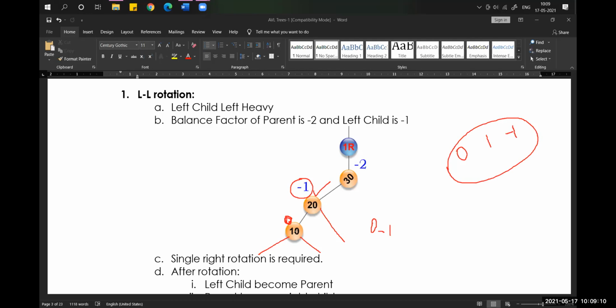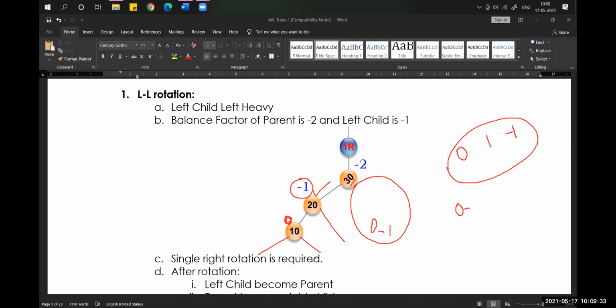Now here it is balanced because we got the 0, and here we got minus 1. Yes, of course it is a balanced one. Now what is the height of the node 30? Is there any child at the right side of 30? No, there is no child. So that's why here 0 is the height of the right subtree.